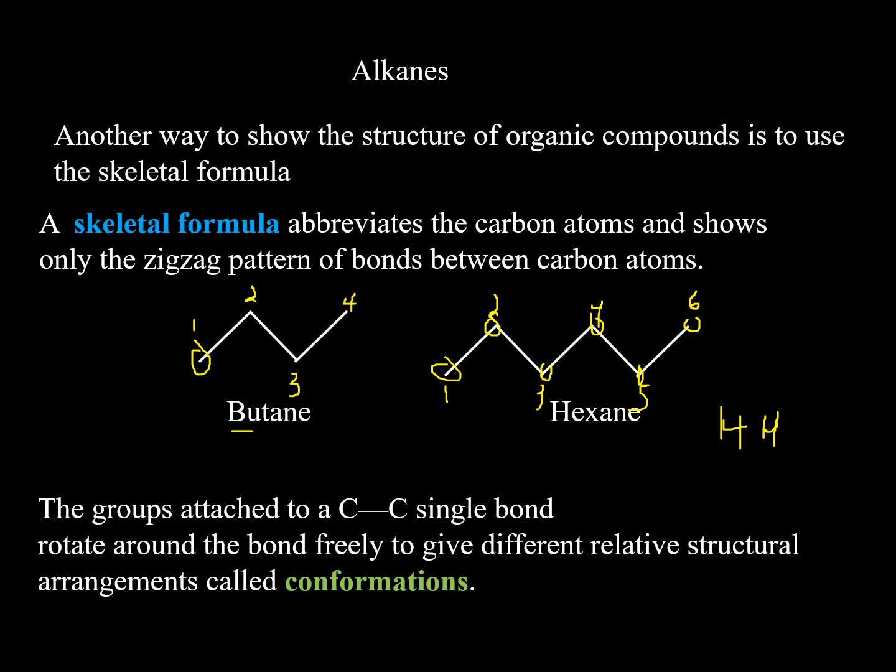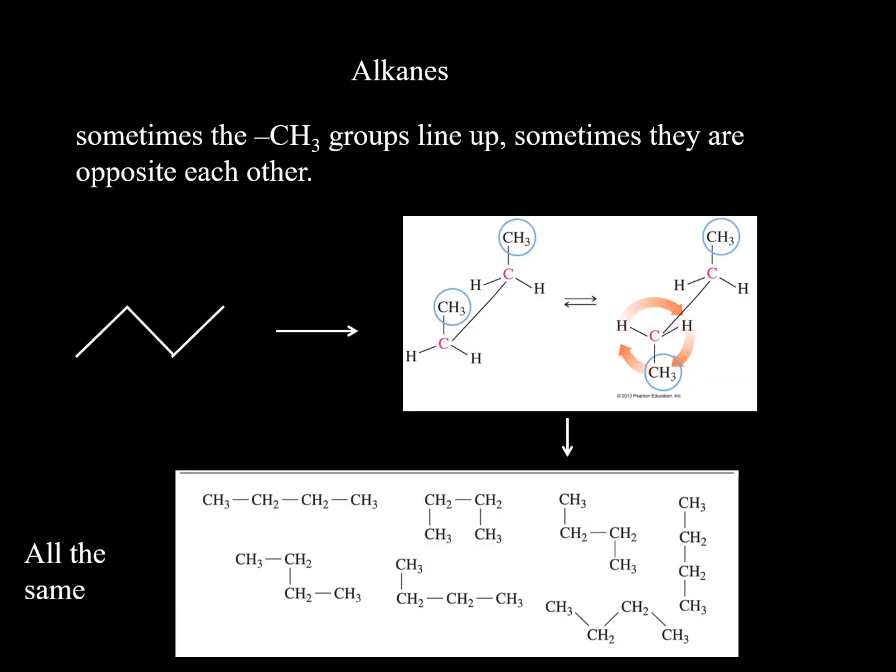And single bonds here, you can rotate them freely, as we'll show in the next slide. You can rotate single bonds freely. The name of this compound is butane, because it has four carbons in the structure. As I said, because you can rotate things freely, all of these structures are the same. I'll repeat, all of these structures at the bottom are the same, and they're all butane.